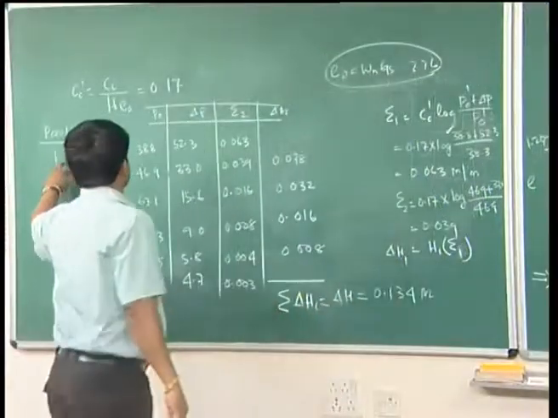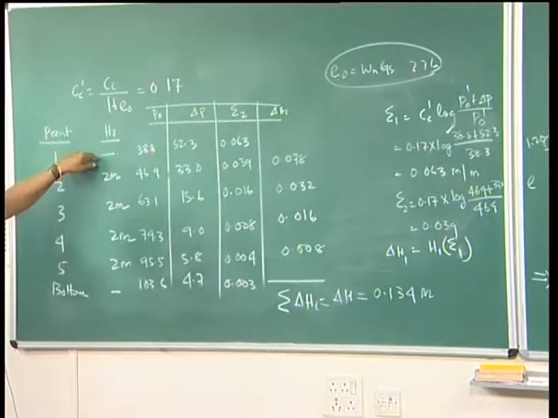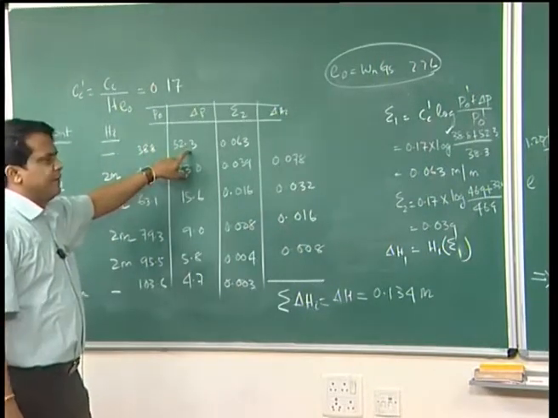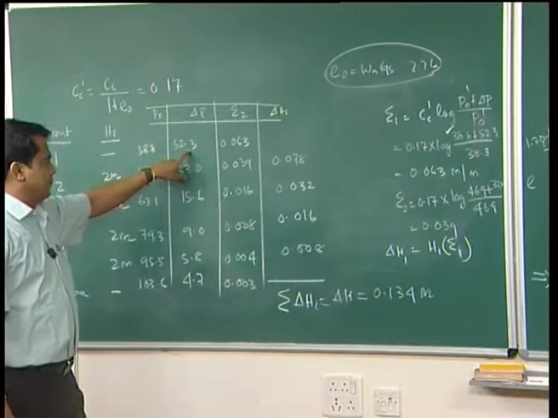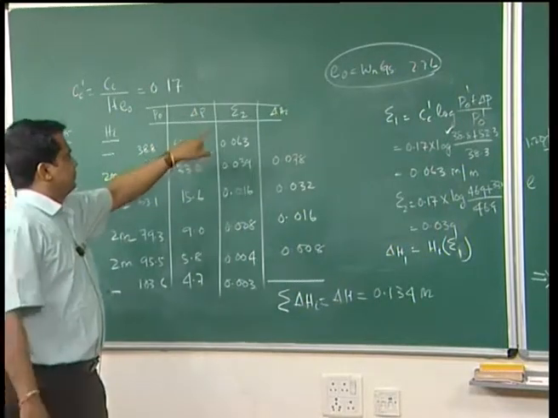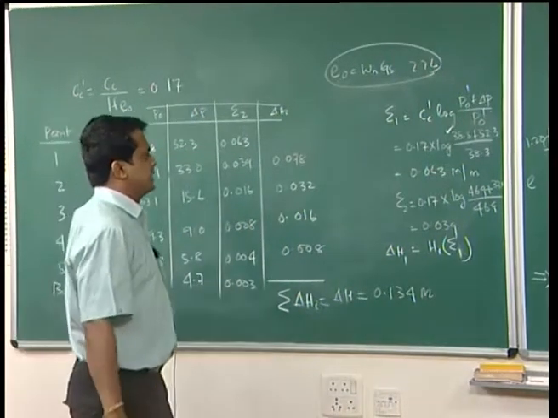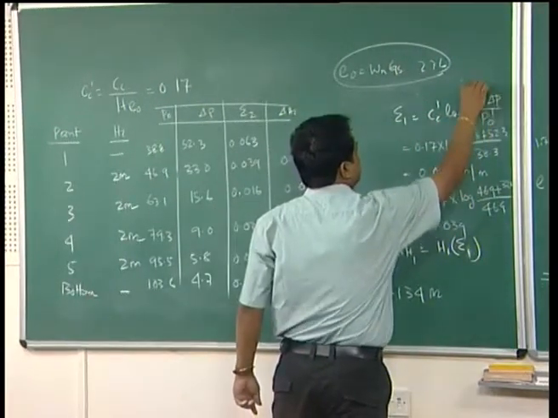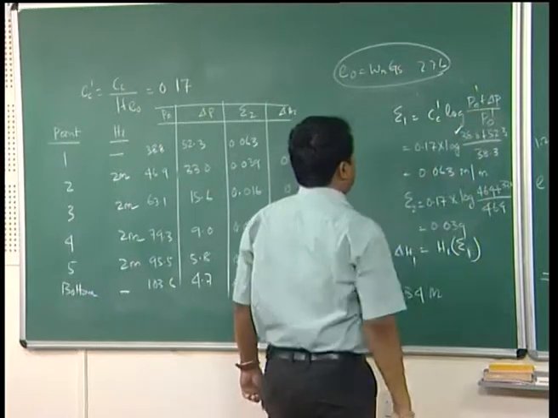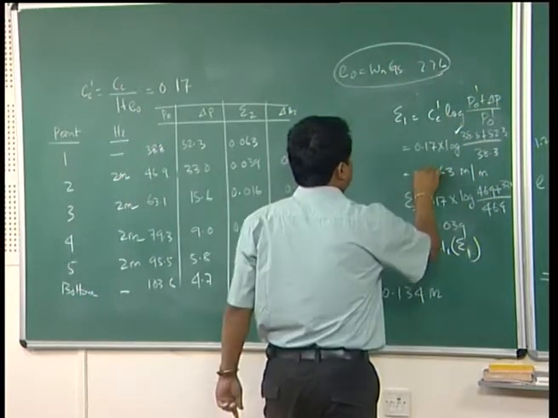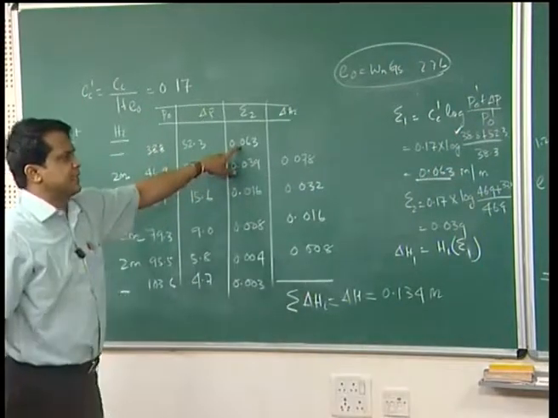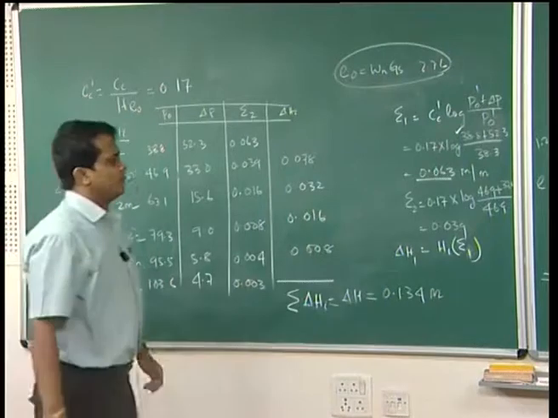Now, point 1, the height of the soil is 0 and P0 has been written as 38.8 and delta P is written as 52.3, and from there the strain has been calculated. The strain formula is Cc prime log of P0 prime plus delta P by P0 prime. So, here you are getting 0.063. So, calculated 0.063.